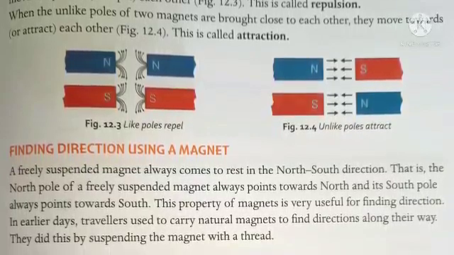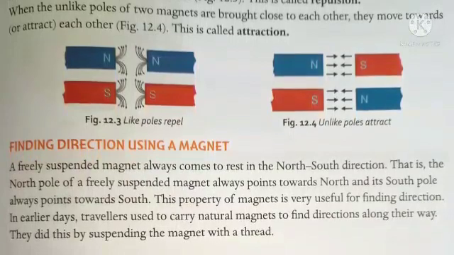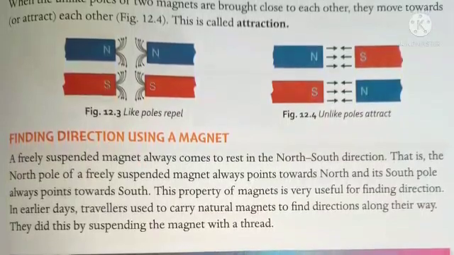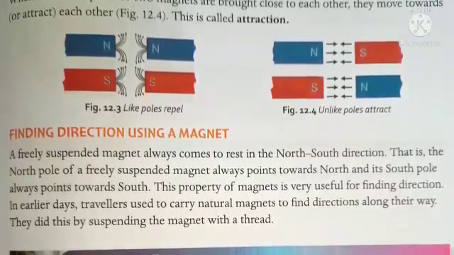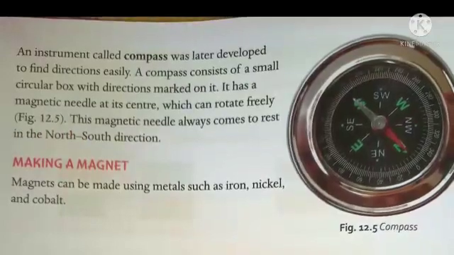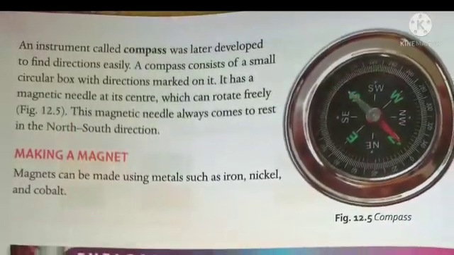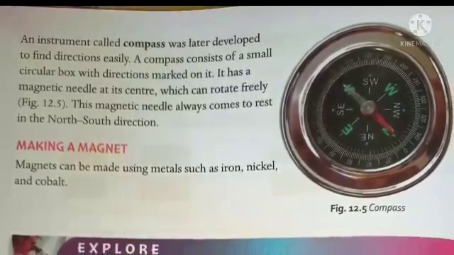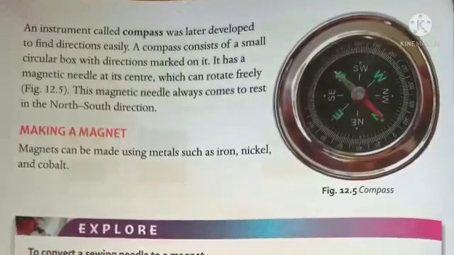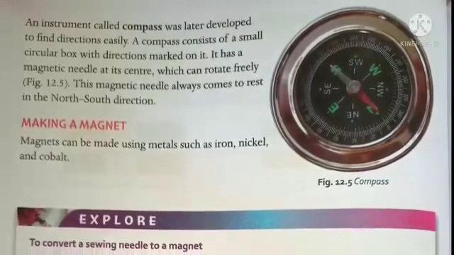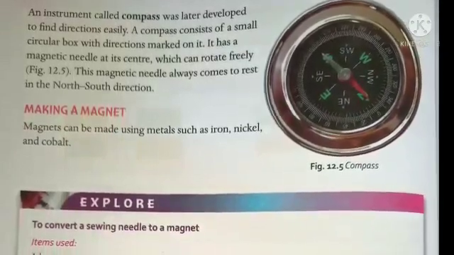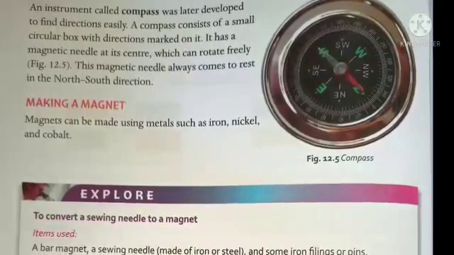Now, students, in earlier days, travelers used to carry natural magnets to find directions along their way, and they did it by suspending the magnet with a thread, and it would take a position to the north and south of the earth's surface. Students, an instrument with a magnet which is used to find directions is called a magnetic compass, or simply a compass. A magnetic compass is usually a small box with a small magnetic needle at its center. This needle can rotate freely and always points in the Earth's north and south direction.